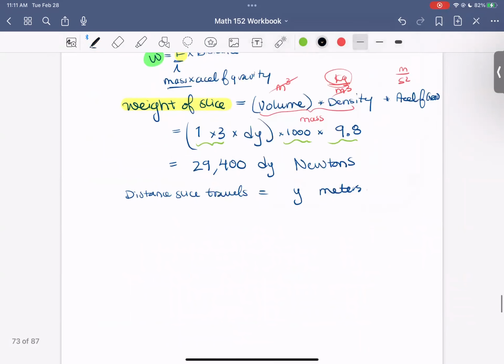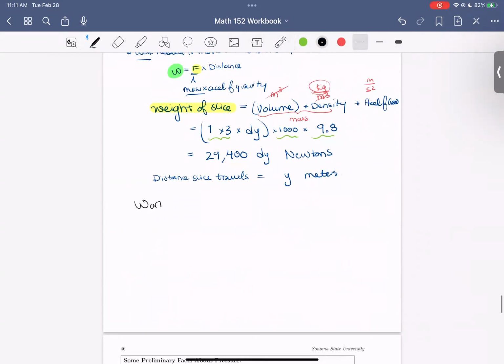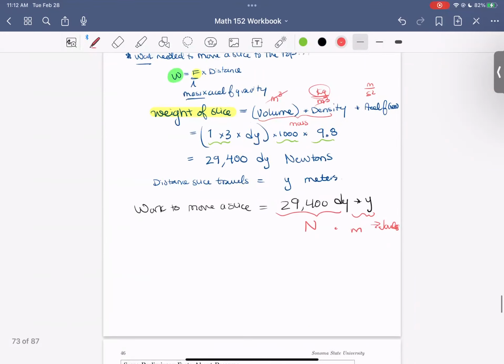So then now to put the work together, the work to move a slice will be that 29,400 dy newtons times y meters. I'm going to write units down with those calculations, just so I can be clear that my units are coming out correct. So newton meters, which will turn out to be joules. Okay. Awesome job. So we just computed the work required to move a slice.